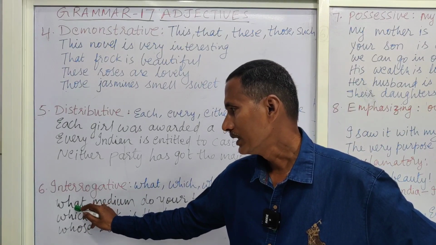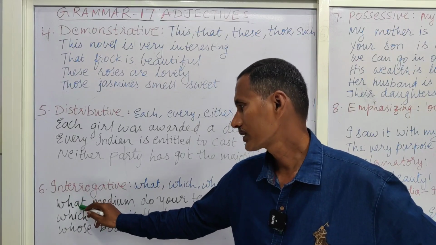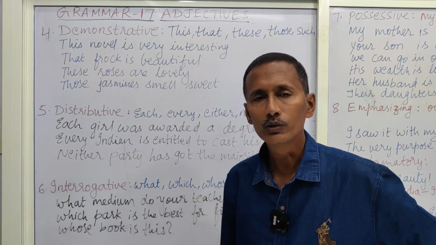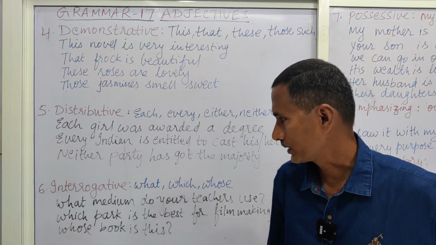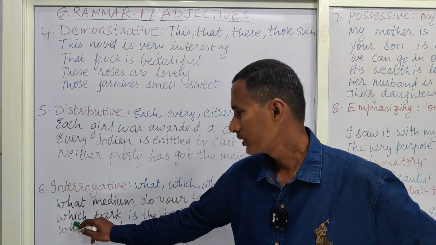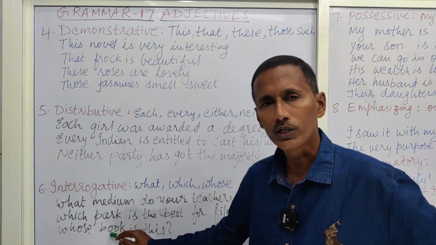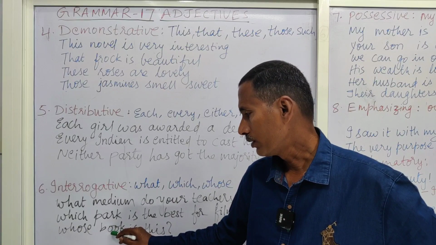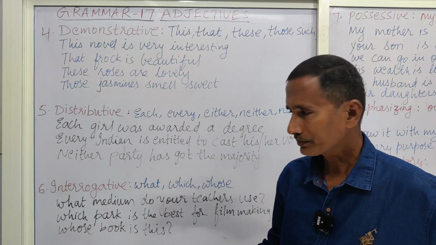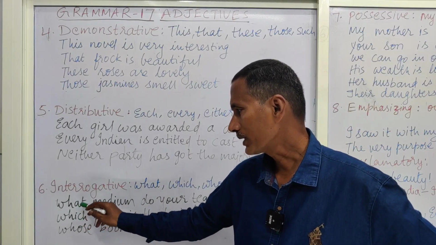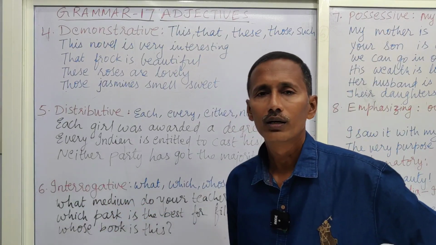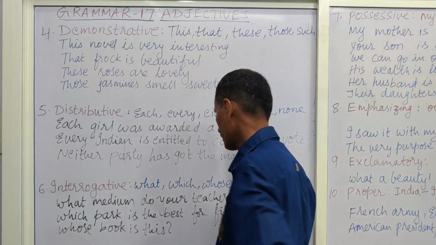So here what describes the medium. This word is described by the word what, so it is called an interrogative adjective. In the same manner, park is questioned with the word which. In the same manner, book is questioned with the word whose. Whose book is this? So whose, which, what are called interrogative adjectives because they are used before the noun.